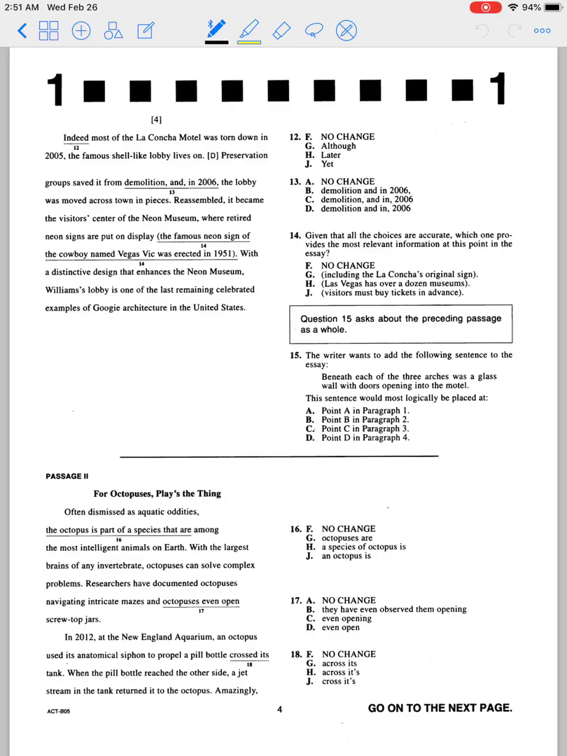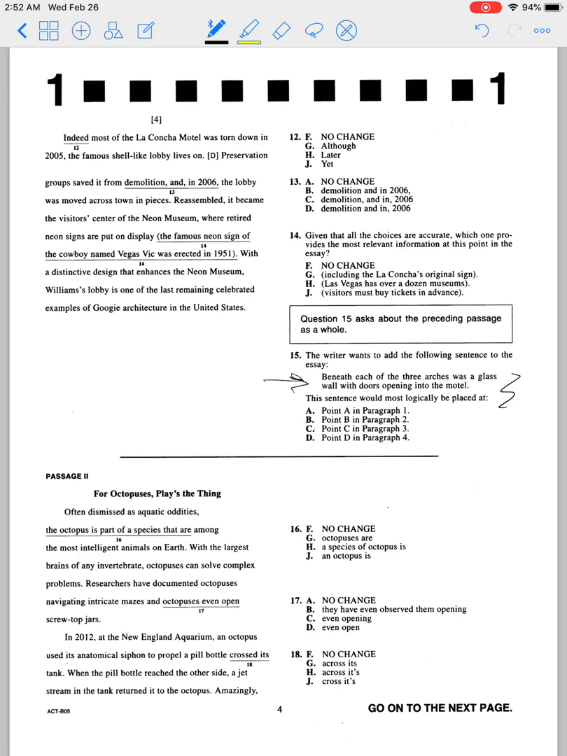So notice question 15 asks about the preceding passage as a whole. This is a type of question you'll see often, where it wants to add a sentence and it's going to ask you, where do you think this sentence most fits? The easiest way to answer this is to read this sentence and get a good understanding of it.